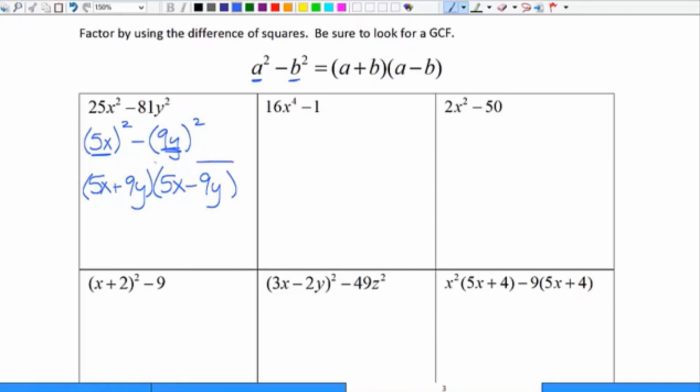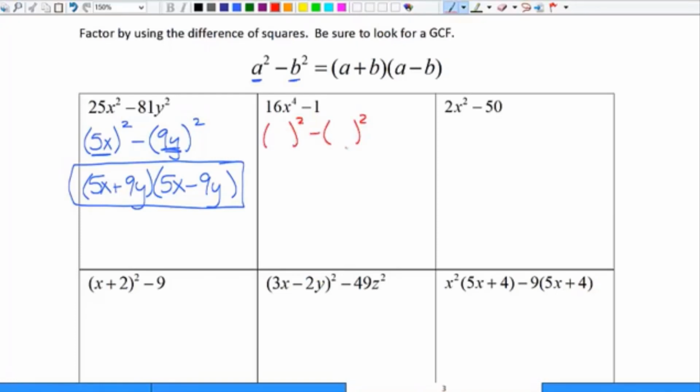This is probably the easiest of the three formulas to memorize. It's just a plus b and a minus b. Students often really do well with this formula. So on the next problem, do we have a GCF? Well, no, you can't ever have a GCF with 1.